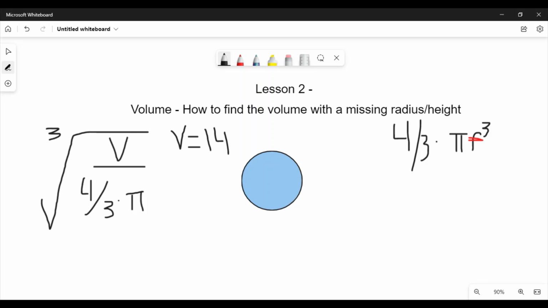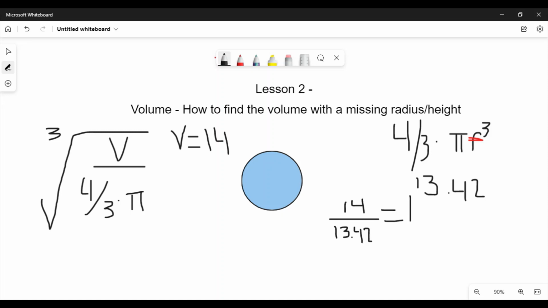So no, first we have to do 4 divided by 3 times 3.14, because I'm using 3.14 for pi, and that would equal 13.42. And now that we have that, we have to divide 14 by 13.42. So 14 divided by 13.42 is 1 when you round it to the tenths place. So 1 is the answer to that.